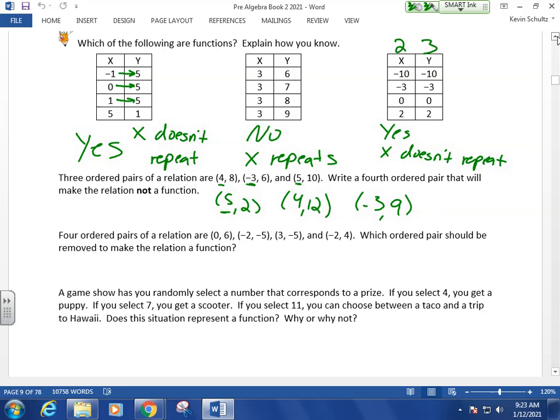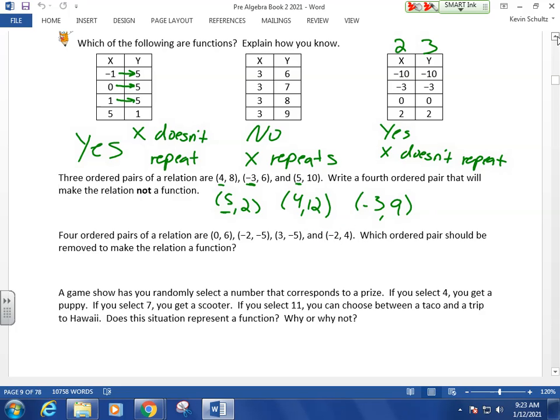The next one, 4 ordered pairs of a relation are 0, 6, -2, -5, 3, -5, and -2, 4. Which ordered pair should be removed to make the relation a function? So as it's written, it is not a function. Which ordered pair should be removed so that it is a function? Okay. -2, 4. If that's gone, our x values, 0, -2, and 3, no longer repeat. Is that the only option? What else could we remove?